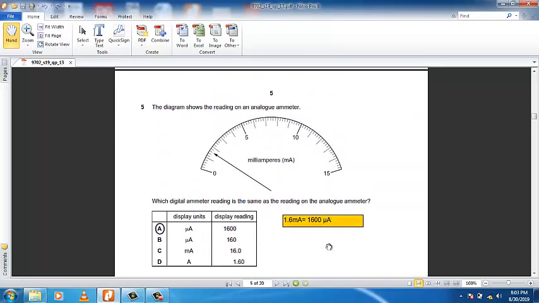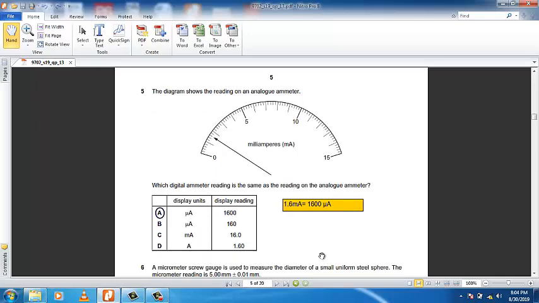Question 5 says that the diagram shows the reading on an analog ammeter. Which digital ammeter reading is the same as the reading on the analog ammeter? So here we can see that we have 1.6 milliamperes, which is equal to about 1600 microamperes. Just convert this milli into micro, multiply it by 10 to the power 3, we'll get 1600. So it's 1600 microamperes. That's a straightforward question.